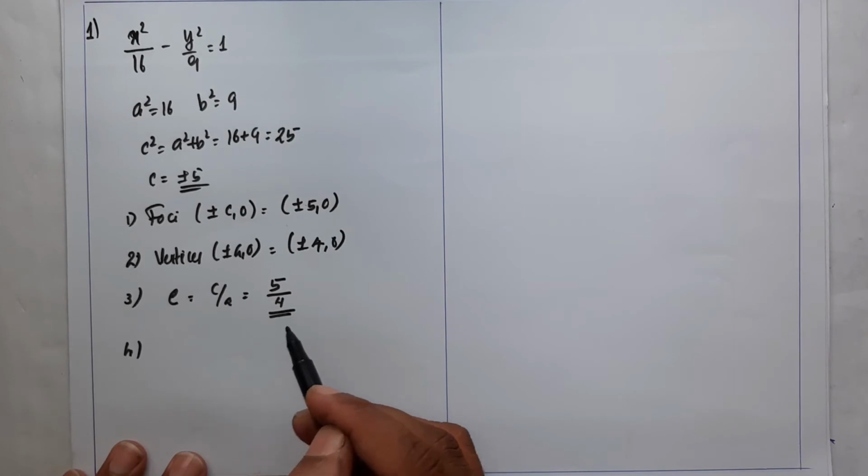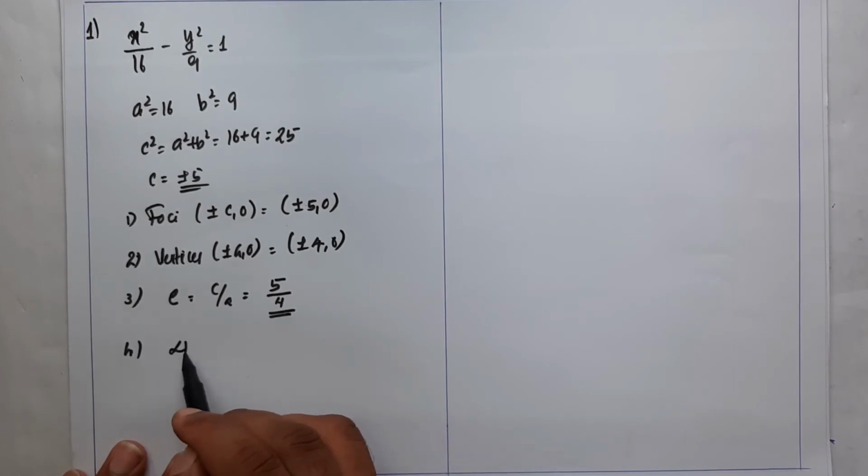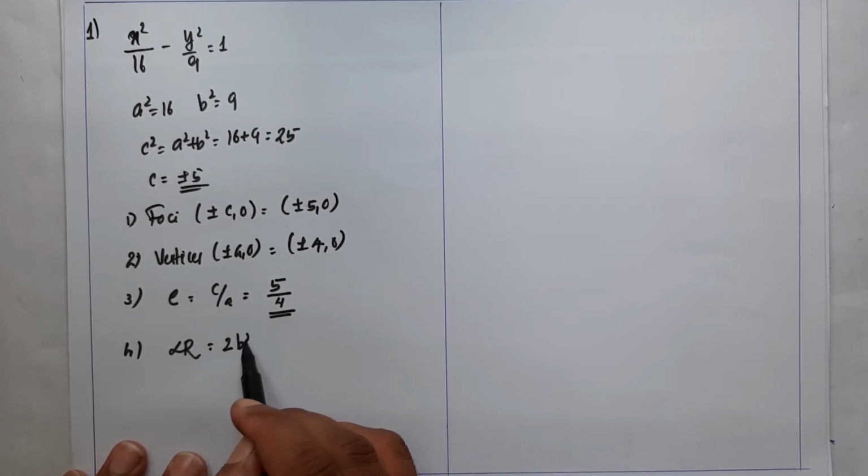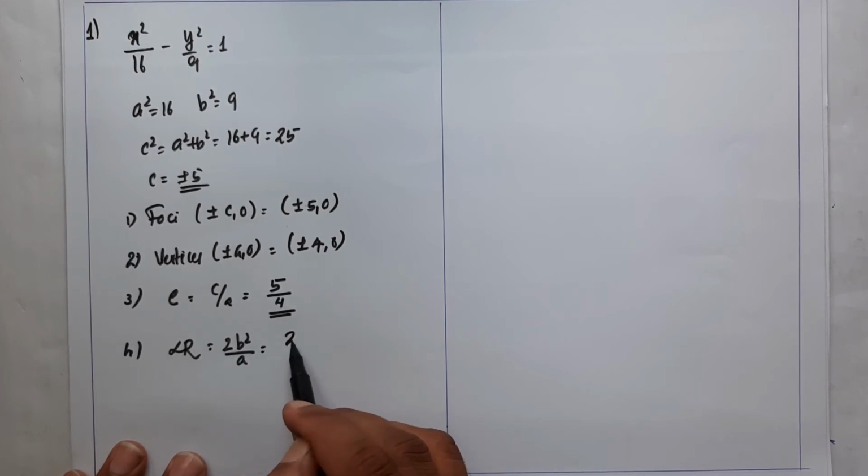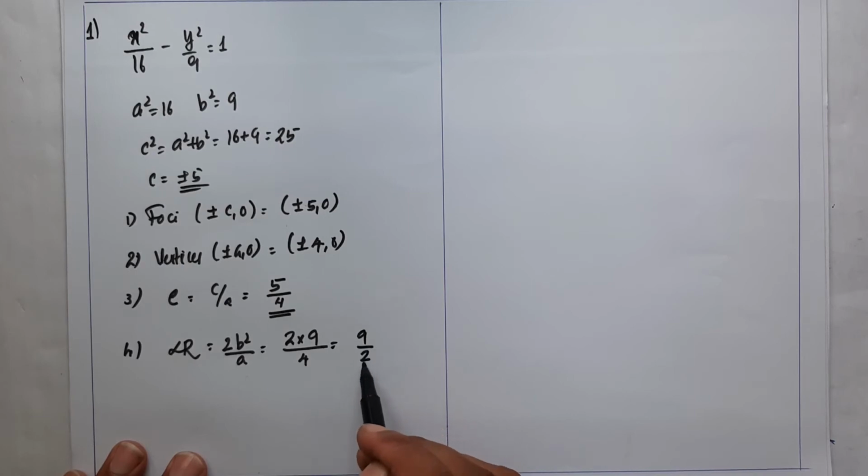Fourth question is the length of the latus rectum. You know, the length of the latus rectum is 2b square divided by a, which is equal to 2 into b square is 9 divided by a is 4, so we get the answer 9 divided by 2. That's all.